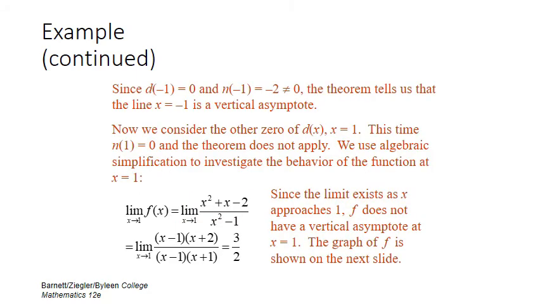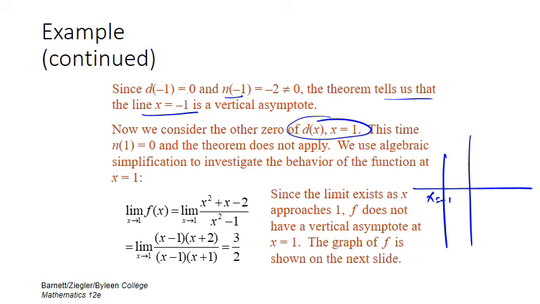Now we apply this formula. We see d of minus 1 is 0, but n of minus 1 is not equal to 0. So the theorem tells us that the line x equals minus 1 is a vertical asymptote. So x equals minus 1 is the vertical asymptote of that function. Now we consider the other zeros. d of x is 0 at x equals 1 and n of 1 is also 0 at x equals 1. So there may exist a limit.